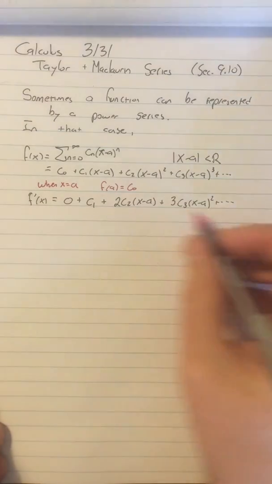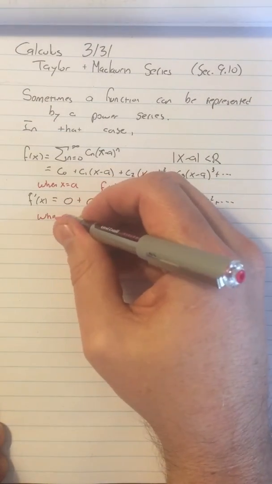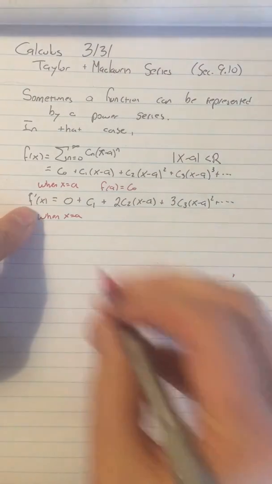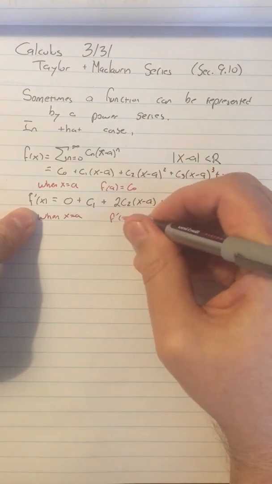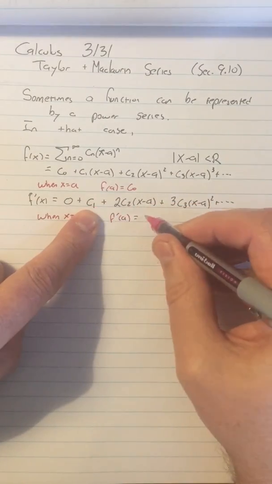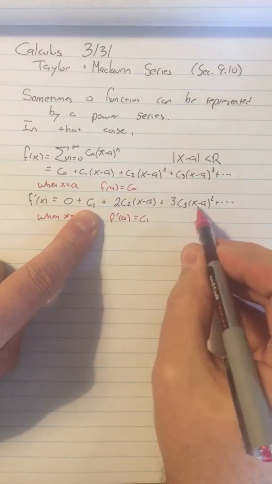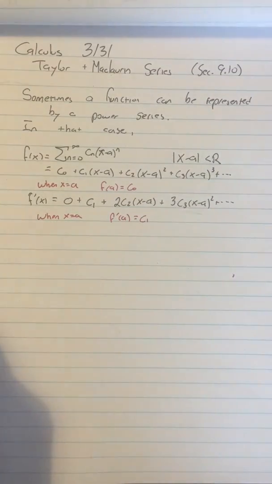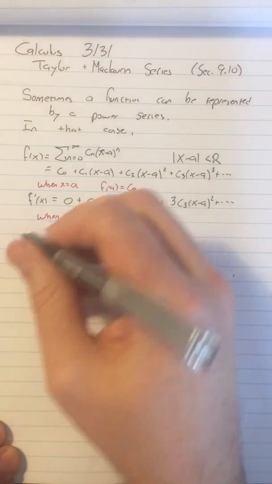All right, now looking at this derivative, we can also look at when x equals a. What am I going to get? Well, my f prime of x is going to be f prime of a. It's going to equal c1. And then all these terms are going to be 0 because x equals a. So now I know that c1 is f prime of a. Now I can keep doing that.